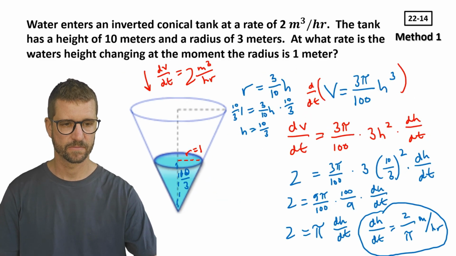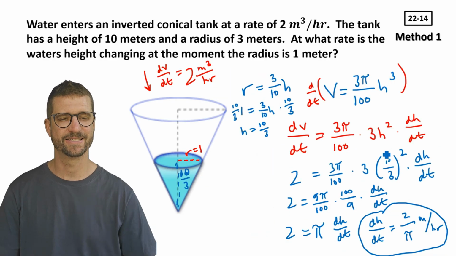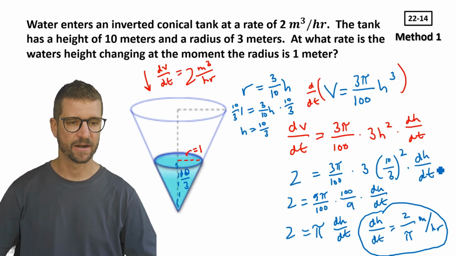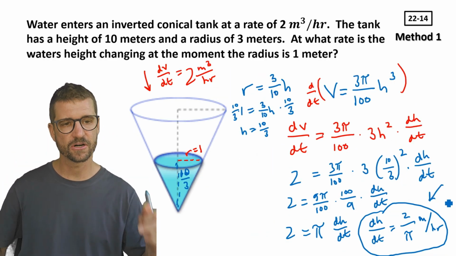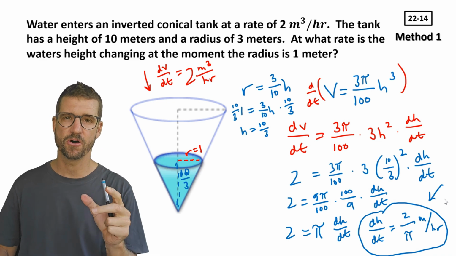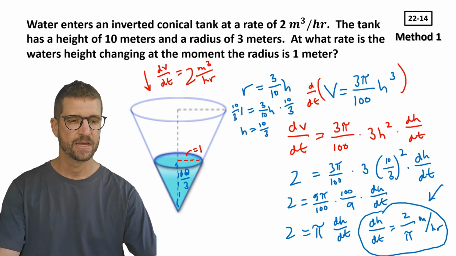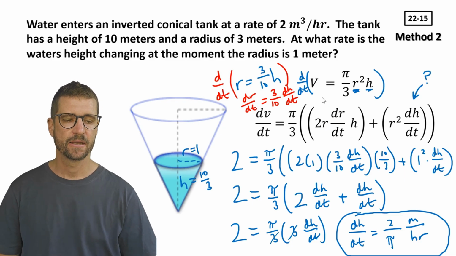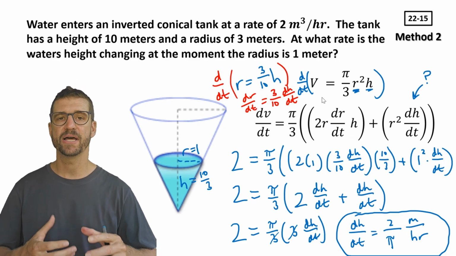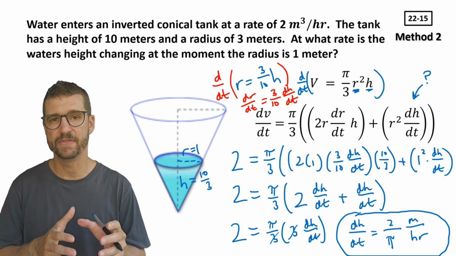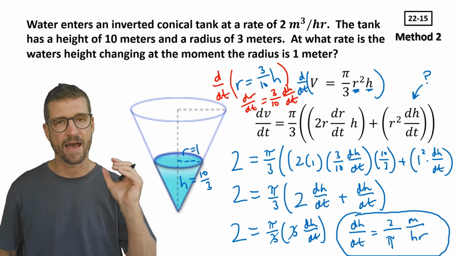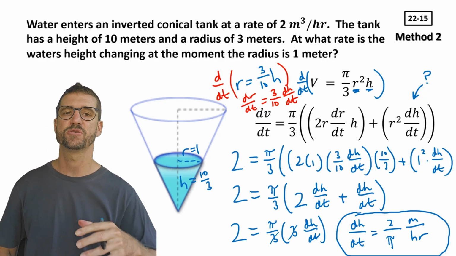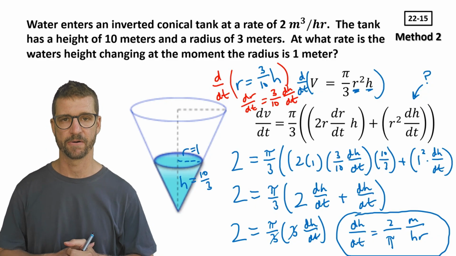Oh, where'd it go? Yeah, sorry, I went back too far. Here. So you can see that was our final answer. When we substituted the known relation, we got that 2 over pi meters per hour. Same thing if you did it this long way. Just takes a bit longer, but again, you can do it in this way if you want. In the same way, you don't have to plug in for the constant. It just makes your life a little bit easier.